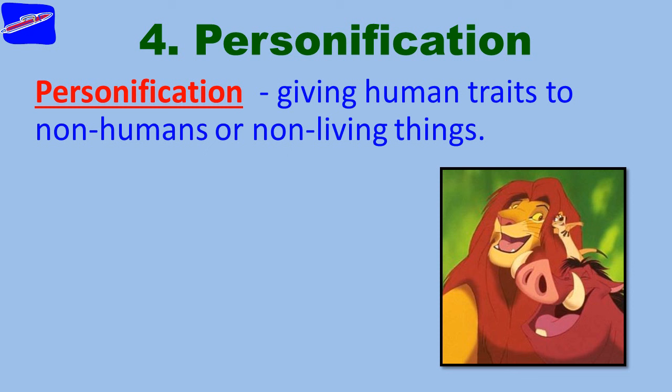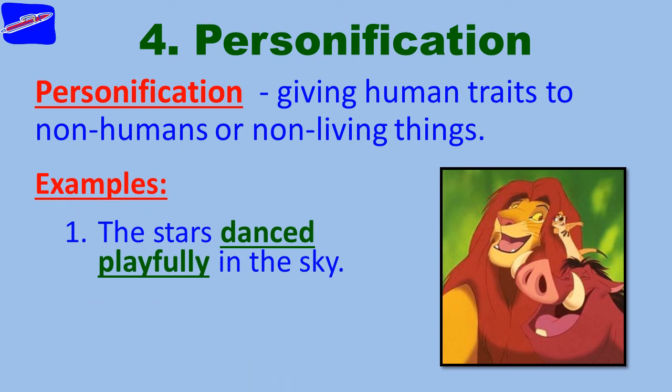In The Lion King, you got characters like Simba and Timon and Pumbaa, and they can do things that human beings can do, like sing and dance and talk and have emotions and feelings. Excellent examples of personification. Some other examples that we might see in literature would be something like the stars danced playfully in the sky. Stars don't have legs, they can't dance, that's something that human beings do.